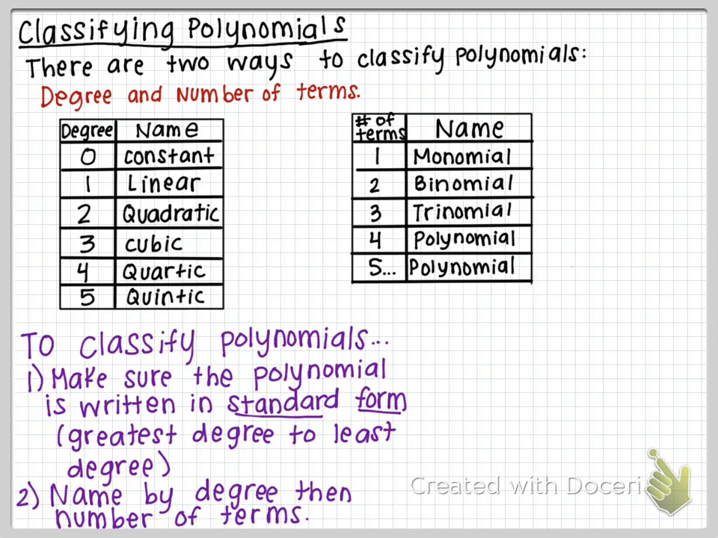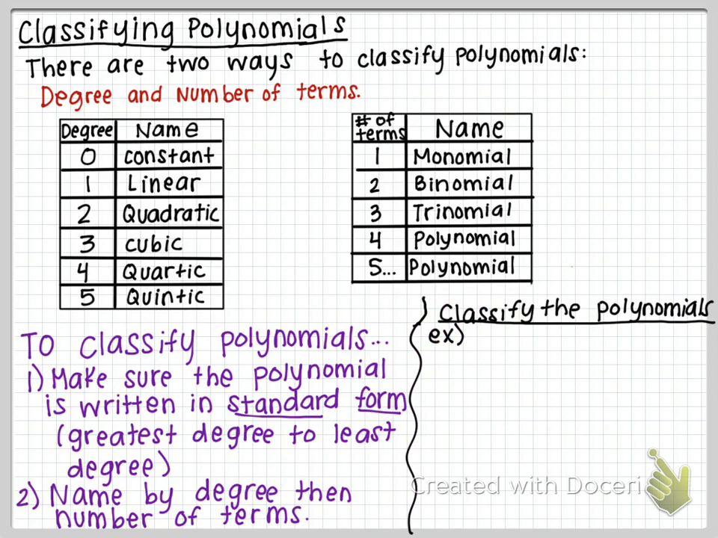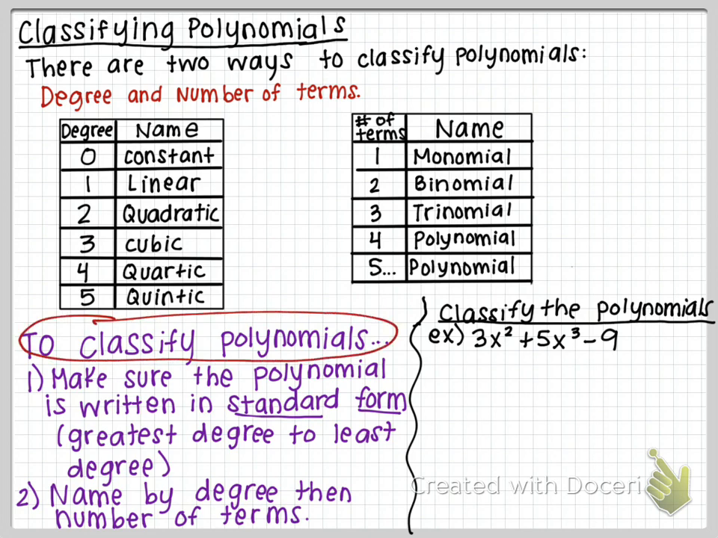And then number 2, name by degree and then number of terms. So we're going to name by degree first and then number of terms. For example, if it says classify the polynomials, and you're looking at an example and it has this, 3x squared plus 5x cubed minus 9. Look at the steps here. We're going to follow these steps. To classify polynomials, we're going to make sure that the polynomial is written in standard form. Well, in this case, it's not written in standard form, so we need to do that.